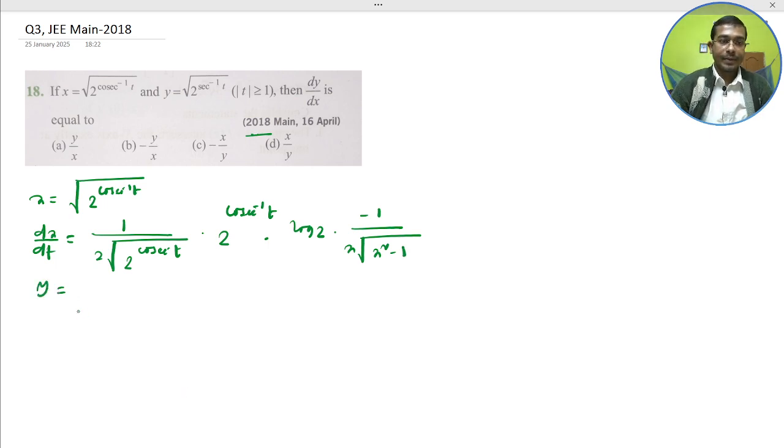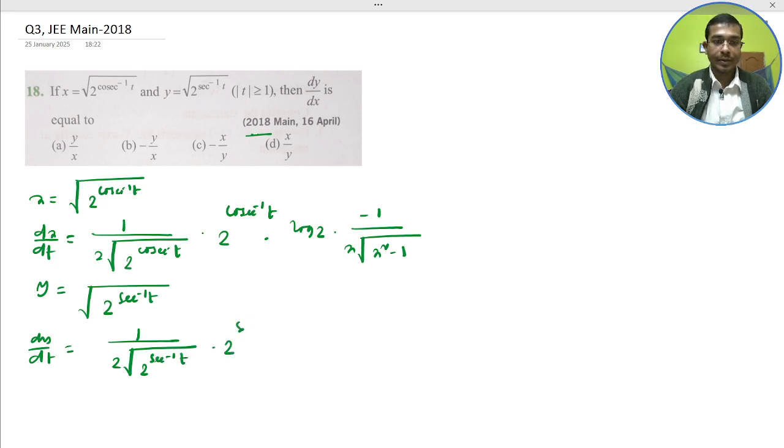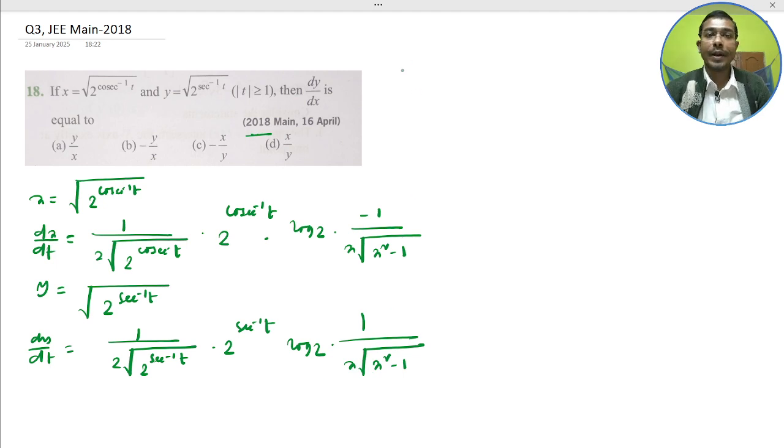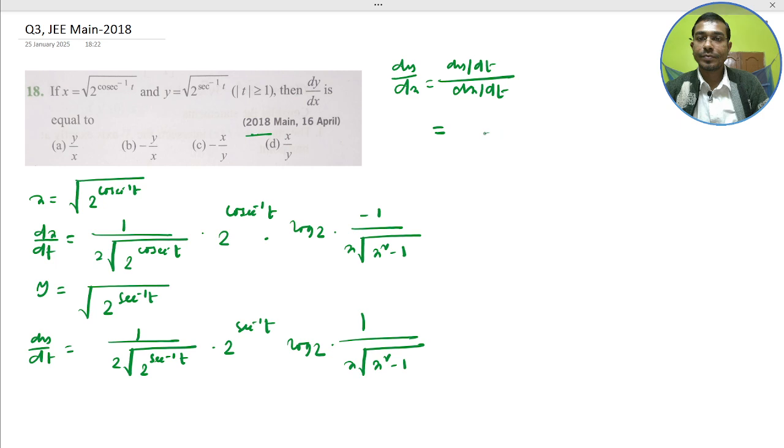And y equal to 2 to the power sec inverse t, given. So as it is, dy by dt would be 1 by 2 root 2 to the power sec inverse t, into 2 to the power sec inverse t log 2, 1 by x root over x square minus 1. Now you have to find dy by dx. dy by dx means dy by dt divided by dx by dt. Just put this value.